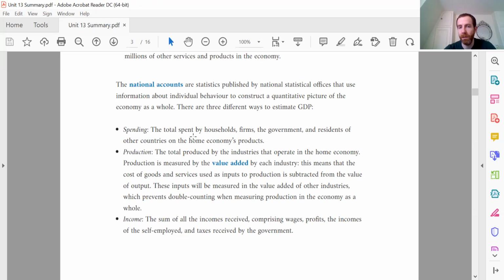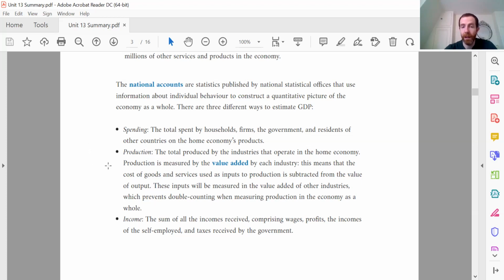Just look at the total amount of spending by households, firms, government, and in fact, residents of other countries on the output being produced in the home economy. And we'll see this, the spending of residents of other countries, that's what we're going to call exports. So that's way number one of estimating GDP. Look at the total amount of spending on goods produced in the home economy.